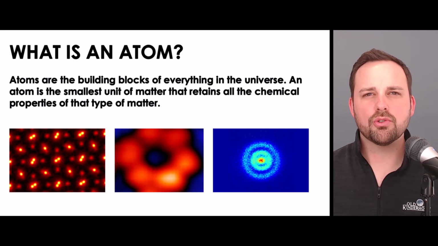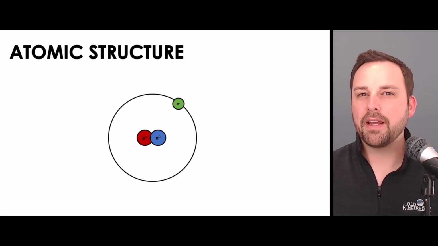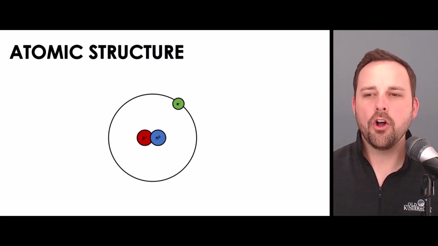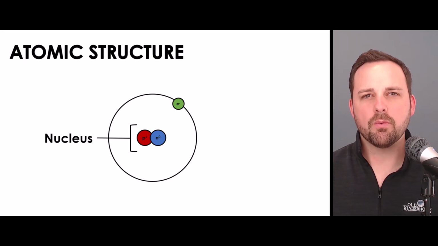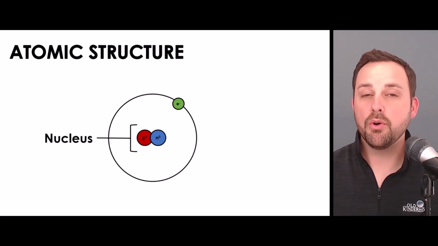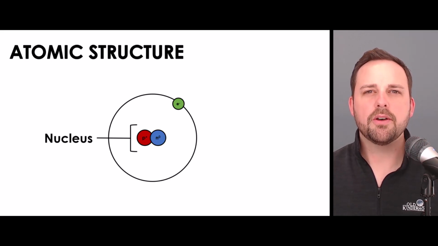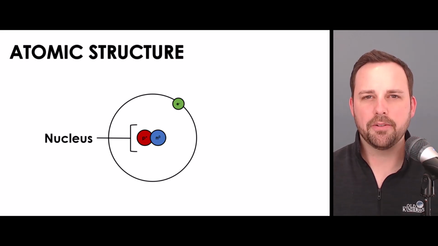So what does the structure of an atom look like? Atoms have two regions. All atoms, no matter what kind of atom it is, have a center region that we call the nucleus. The nucleus contains subatomic particles that are called the proton and the neutron. And in some atoms, in fact, most atoms, there's multiple protons and multiple neutrons. This example you see on the screen is just the most basic type of atom.